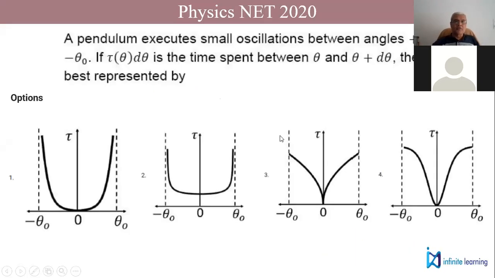Okay. Look at the question. What does it say? A pendulum executes small oscillations between angle plus theta naught and minus theta naught. If tau of theta d theta is the time spent between theta and theta plus d theta, then tau theta is best represented by. So again, this problem would require you to do careful analysis. So just think what you have to do. What would you do? How would you decide?